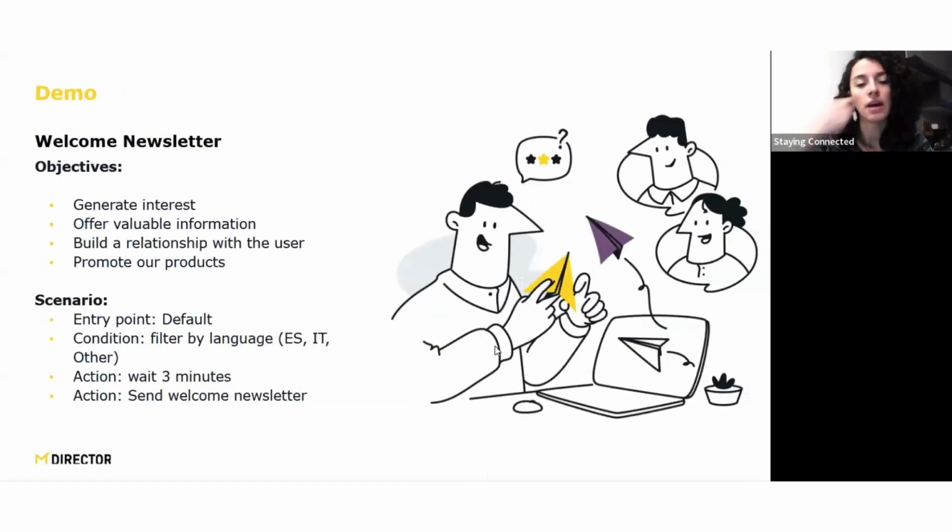So these are some types of scenario that I'm going to show you how to create on MDirector. The first example is a welcome newsletter. What is the objective of this kind of flow? To generate interest, offer valuable information, build a relationship with the user, and promote our products.